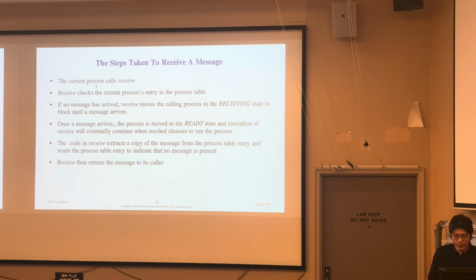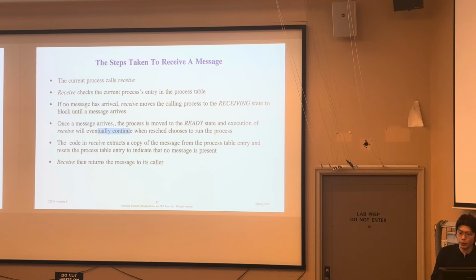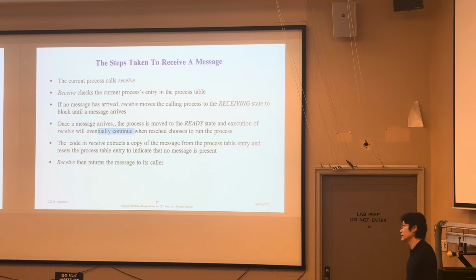So yeah, this is a more detailed explanation. The current process calls receive. Receive checks the current process entry in the process table, and if no message arrived, the receive will move the calling process to the receiving state and block it. Once a message arrives, sent by another process, this process is moved to the ready state, and the execution of receive will eventually continue when the scheduler chooses this process from the ready queue and does a context switch.